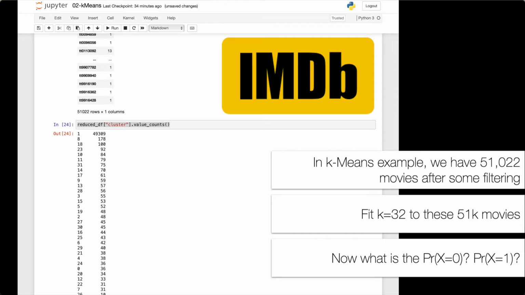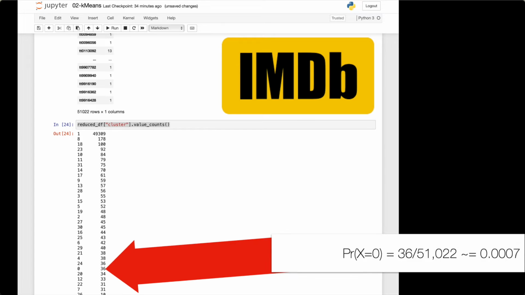So now we can evaluate the probability of being in a particular cluster. PR of x equals 0: what's the probability of landing in cluster 0? PR of x equals 1: what's the probability of landing in cluster 1, etc. We can do that using the number of movies assigned to each one of these clusters. For instance, for the probability of being in cluster 0, there are only 36 movies in cluster 0 of the 51,000 movies that exist in our data set.